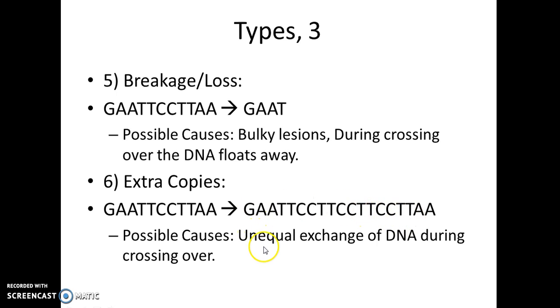CCTT is copied over and over again. And a possible cause of that is unequal exchange of DNA during crossing over. DNA crossing over again. I know. So those are the 6 different types of mutations.